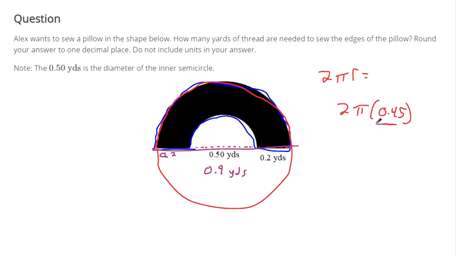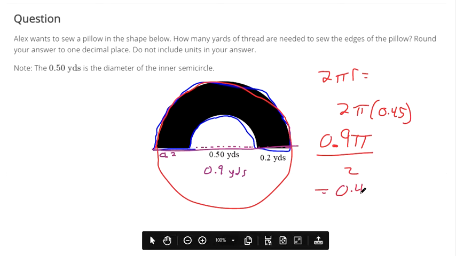If you multiply the 2 and the 0.45, which we can do because the order you multiply it doesn't matter, we get 0.9 pi yards all the way around the entire circle. But we don't want the entire circle, right? Because we just wanted the blue area that I originally outlined. So we need half of the entire circle. So we're going to cut this in half. That gives us 0.45 pi yards.